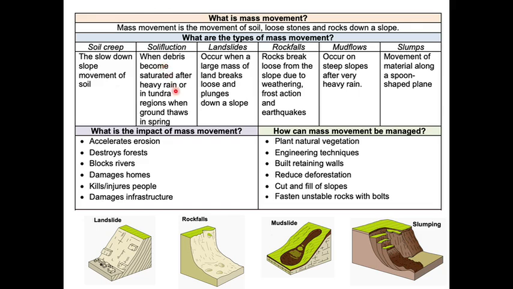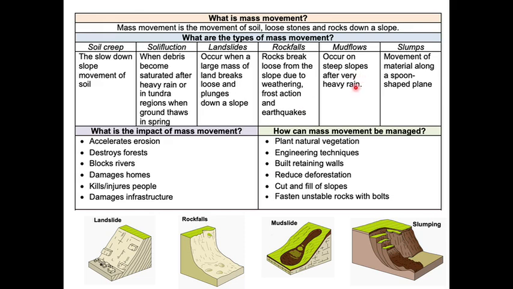We've heard about soil creep now in our previous one. Solifluction. What is my keyword there? My keyword there would be rain. All right. So what happens is the debris becomes saturated with water and it goes down the slope. Landslides. When a large amount of land breaks loose and plunges down the slope. Here we've got a landslide going down the slope. All right. Rock falls. That's when rocks break loose from the slope due to weathering, frost action, and earthquakes. And we've got these rocks, and this, very dangerous, just rolls down the slope.